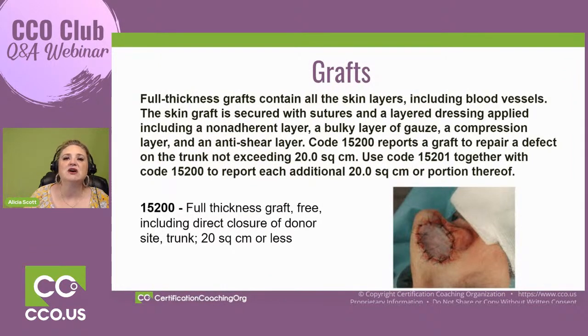So let's look at 200, full thickness graft. Okay, that distinguishes it. Free, including direct closure of donor site. Ding, ding, ding. That's important. That means wherever on this image they got that tissue from, they got to close it. And that means with this code 15200, you don't have to use another code to close the donor site. Sometimes you do have to do that. So pay attention. You'll be using more than one code. This is going to be donor site trunk 20 square centimeters or less. So that's the beginning, and then you just keep going bigger and bigger.